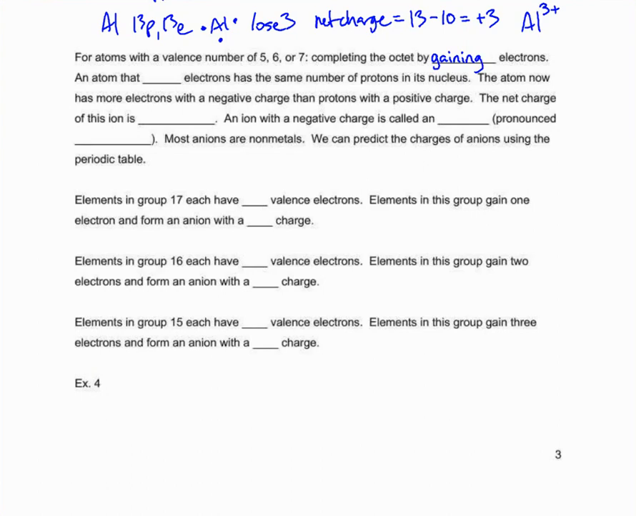So an atom that gains electrons, it's important to note, still has the same number of protons in its nucleus. So the number of protons is not going to change. But the atom now has more electrons that have a negative charge than protons with a positive charge. So the net charge of this ion is going to end up being negative.